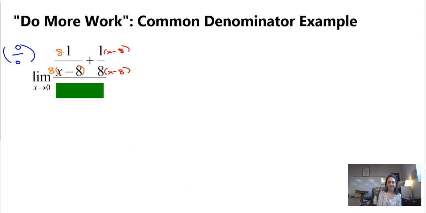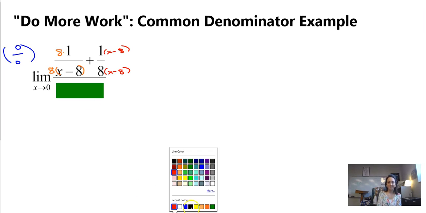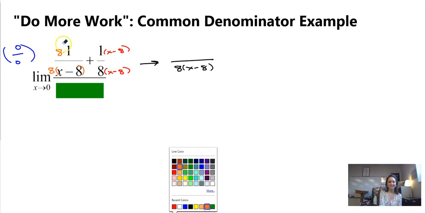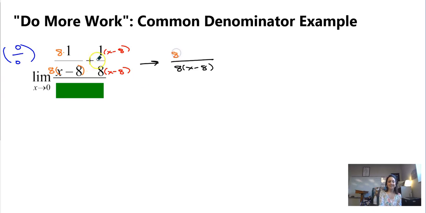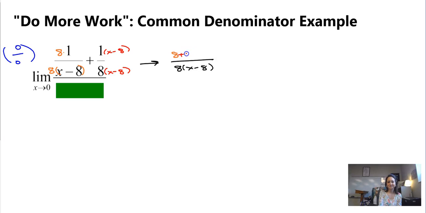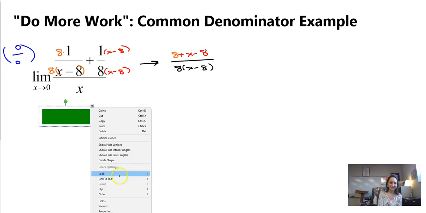All right, so let's work with this. My two fractions now have a common denominator of 8 times x minus 8, which means I'm now allowed to add my numerators straight across. So I've got a numerator of 8 times 1 here, which is 8, and then plus, this is a 1, so if I distribute that 1, it doesn't change anything, I just get x minus 8.